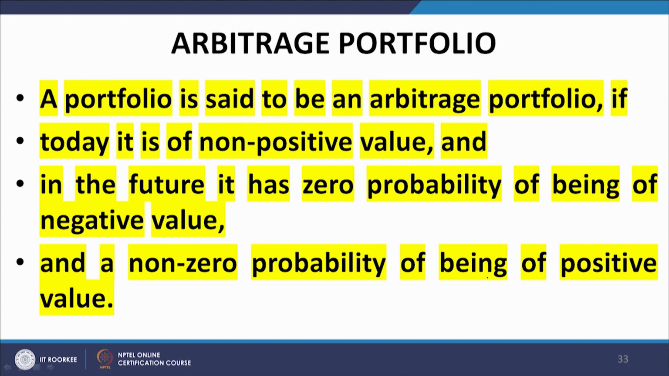This is very fundamental. It will be encountered again and again. The portfolio is said to be an arbitrage portfolio if today it is of non-positive value and in the future it has 0 probability of being a negative value. That means the portfolio is certain to return 0 or a positive value. In other words, in the future the portfolio is certain to return a 0 or a positive value and today it has a non-positive value. Then it is called an arbitrage portfolio.